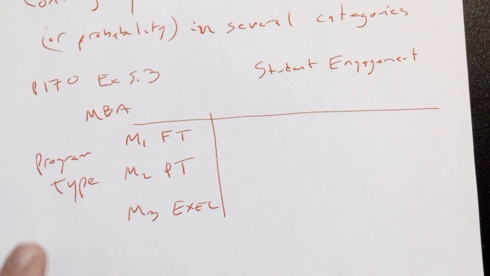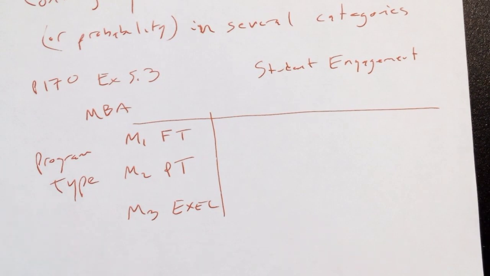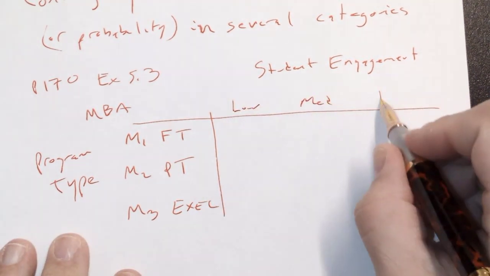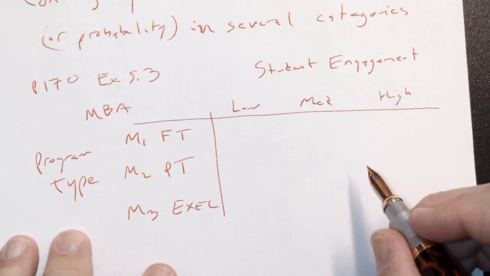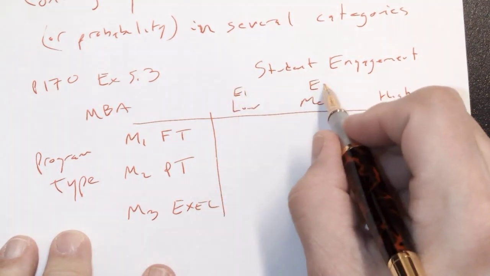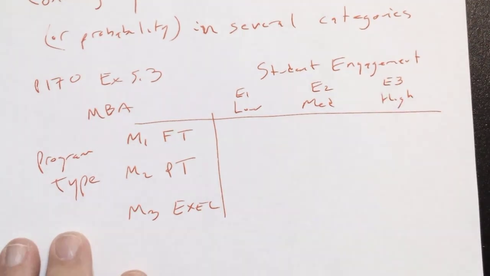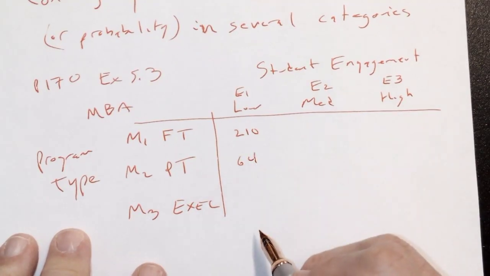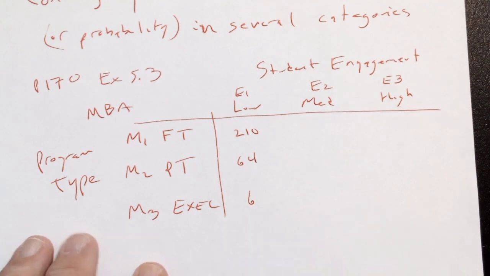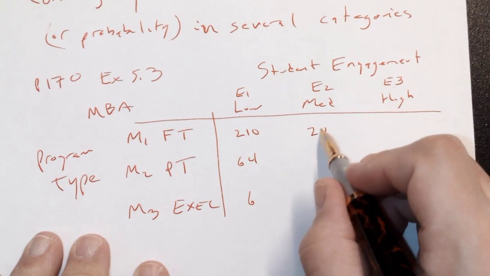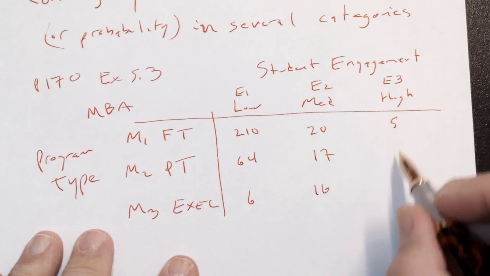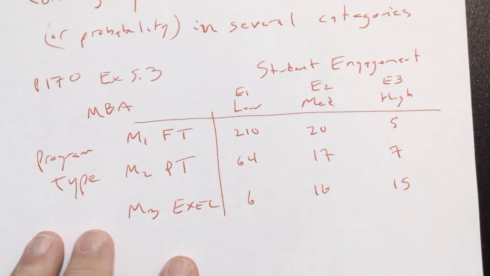And then we surveyed 360 people. We looked at the classes and we pulled up 360 records. And low, medium, and high, they called these E1 through E3. And we found 210 full-timers had low engagement, 64 part-timers had low engagement, 6 of the executives, 20, 17, and 16 for medium engagement, 5, 7, and 15.